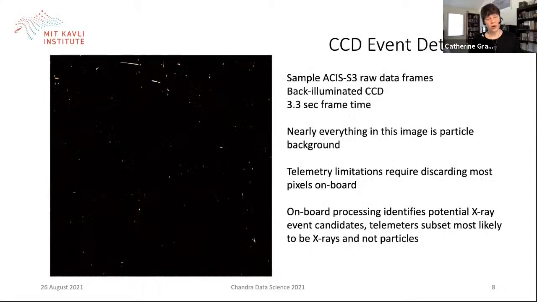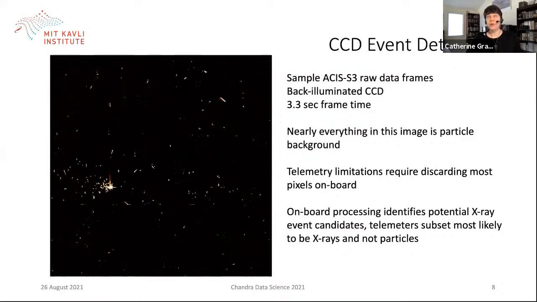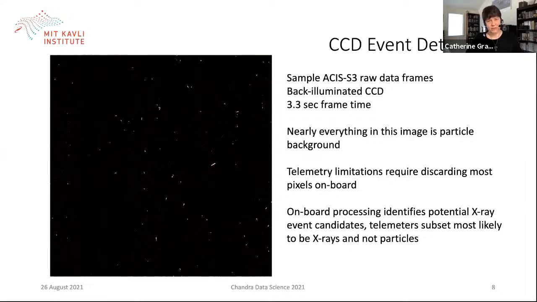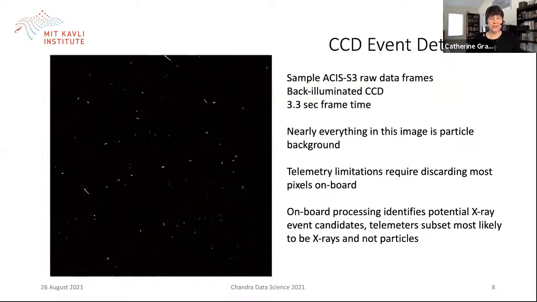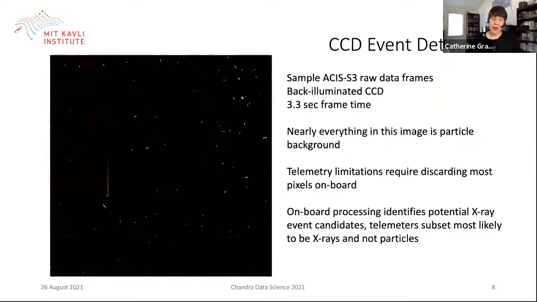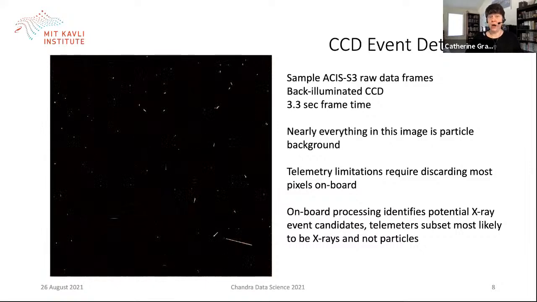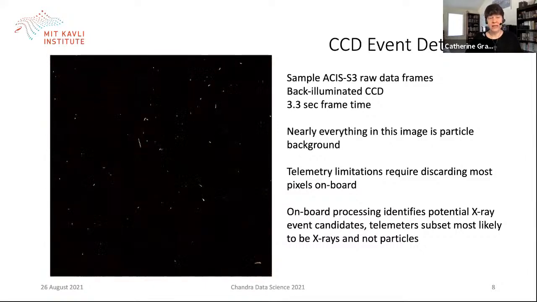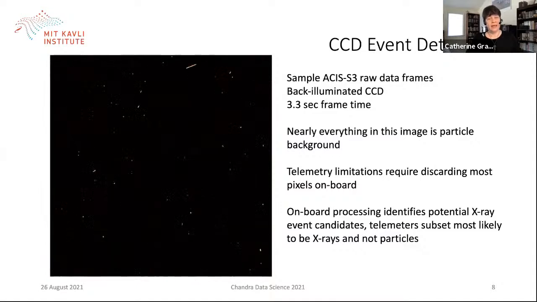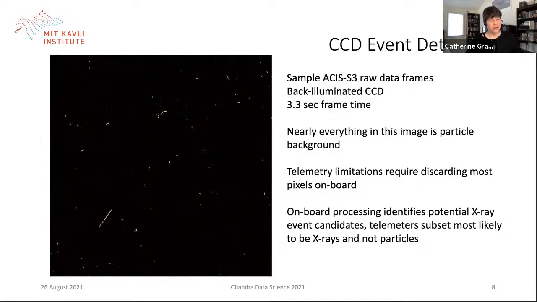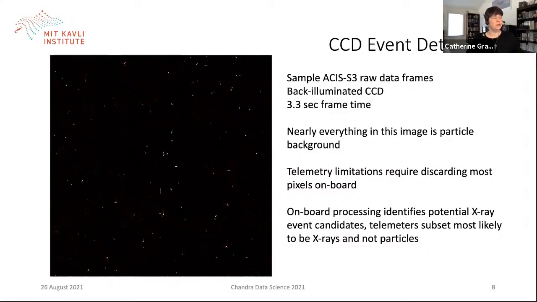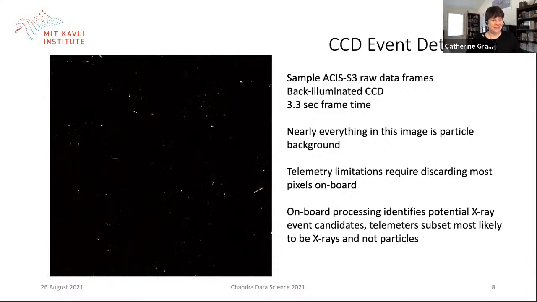If you're trying to understand the particle background, you need to also understand how we detect events on a CCD in the first place. What I have here is a short movie of some randomly chosen CCD full frame data. This is for S3 on Chandra. It's a back illuminated CCD, and each of these frames is 3.3 seconds. All of your data comes from frames just like this. Nearly everything you can see in this image is due to the particle background. There are a few calibration X-rays in these images, but they're generally so small that I'm guessing over Zoom, you can't even see them.